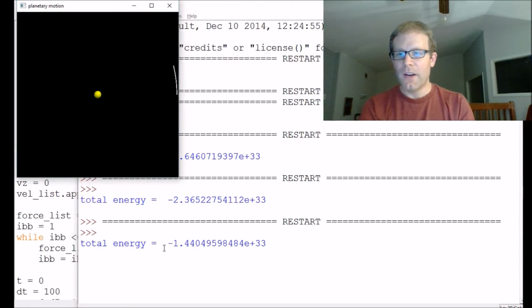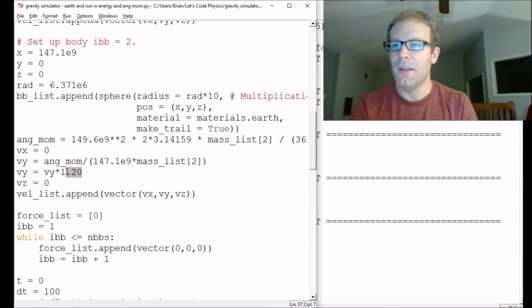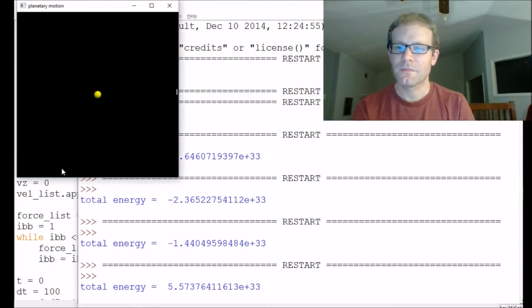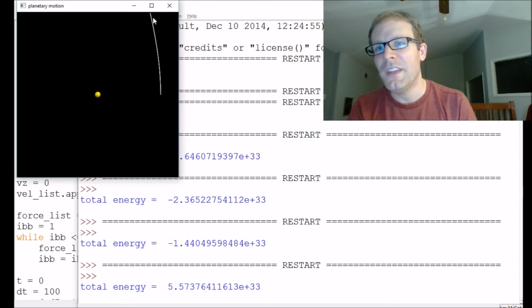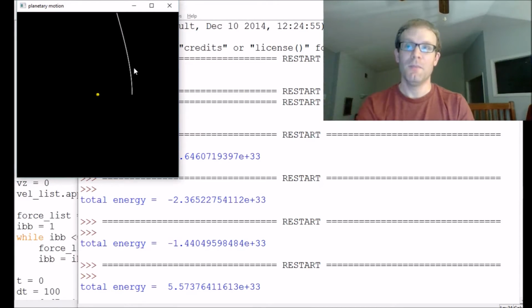Okay, so you notice our number is still negative, but it's getting closer to 0. It's getting lower in magnitude. So let's try doubling the Earth's speed. Let's see what happens here. Okay, so here we end up with a positive energy for the Earth-Sun system. And what do you notice about the trajectory? It's no longer going around an ellipse. It's now shooting off in a hyperbola.